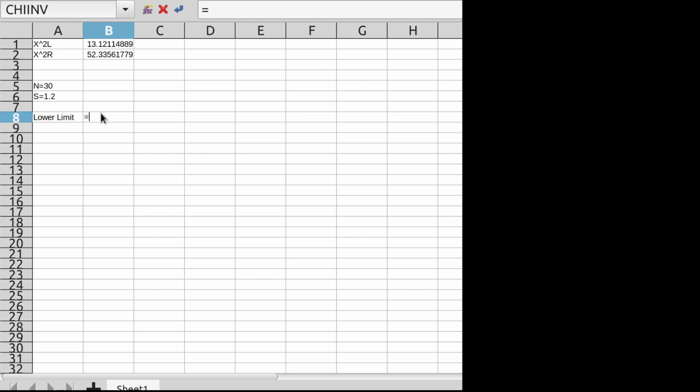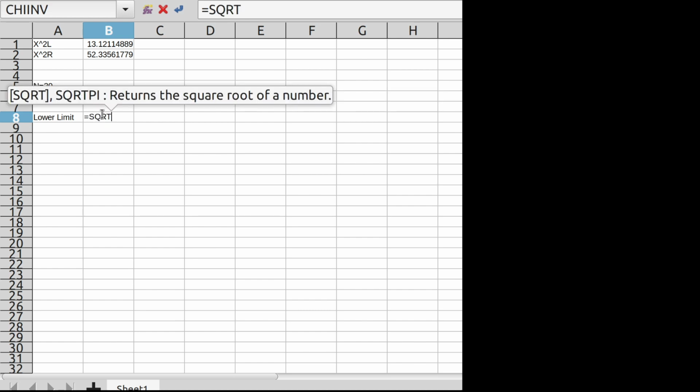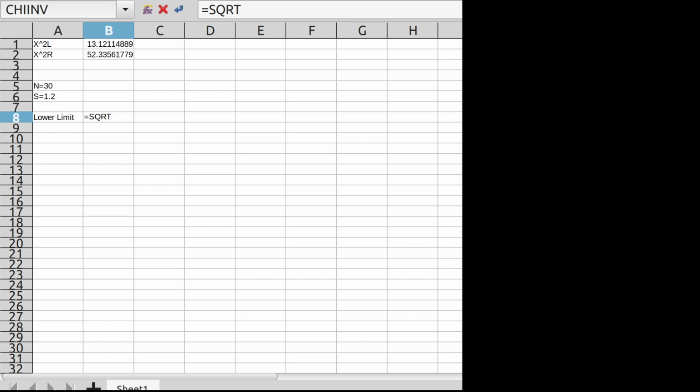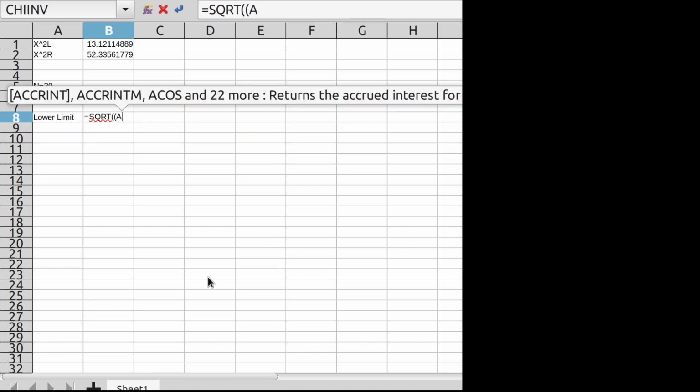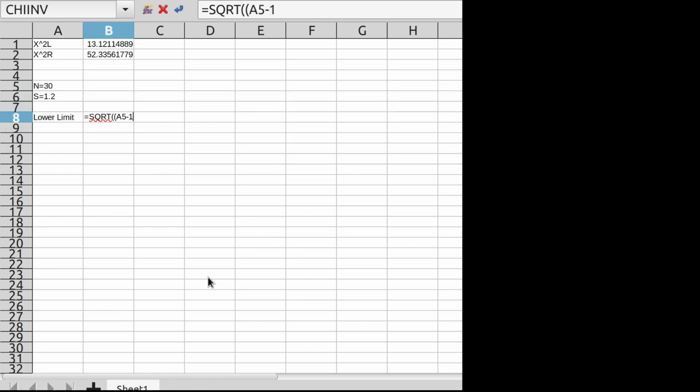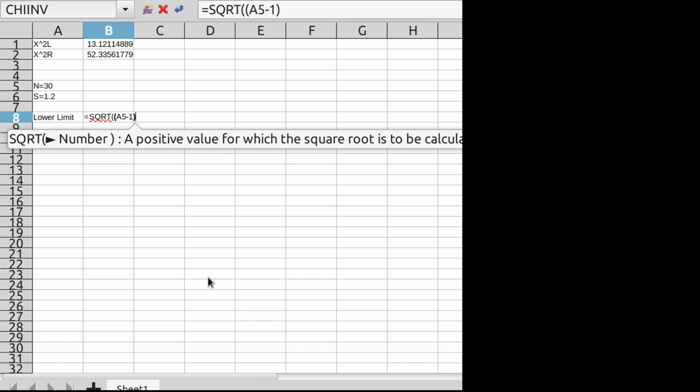the square root, so equal square root. And I'm going to put parentheses to put things in the square root, and then parentheses again. And the first thing it needs is n minus 1. Well, n is in cell A5. So I'm just going to put in A5 minus 1. And that's my n minus 1, A5 minus 1.